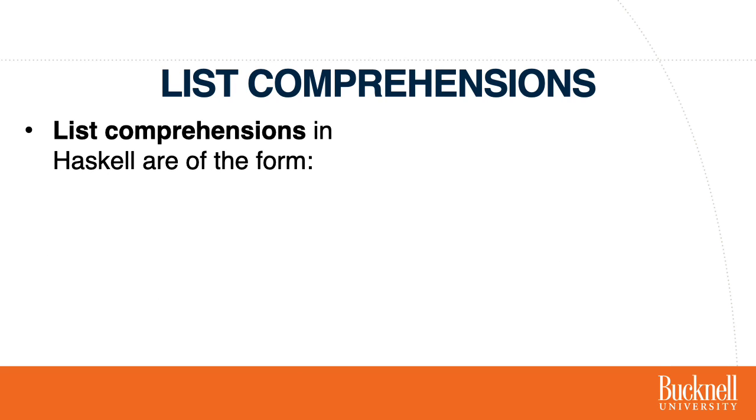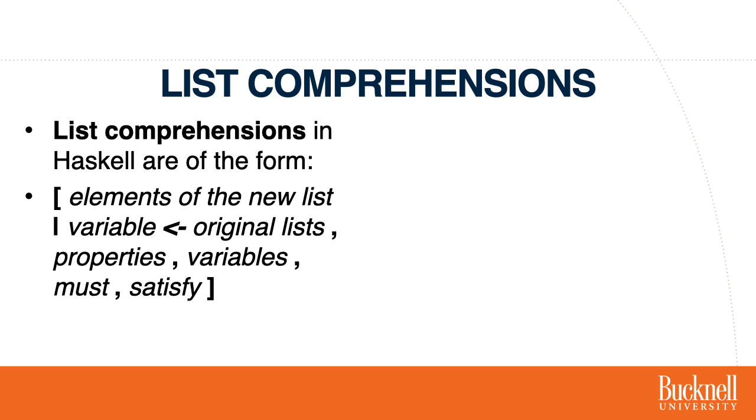List comprehensions are based on set builder notation. Instead of working with sets, however, they work with lists. In Haskell, list comprehensions take the form square bracket, elements of the new list, vertical bar, read as "such that," and then variable, element of the original list, and then a set of properties those variables must satisfy, separated by commas. Let's take a look at an example.